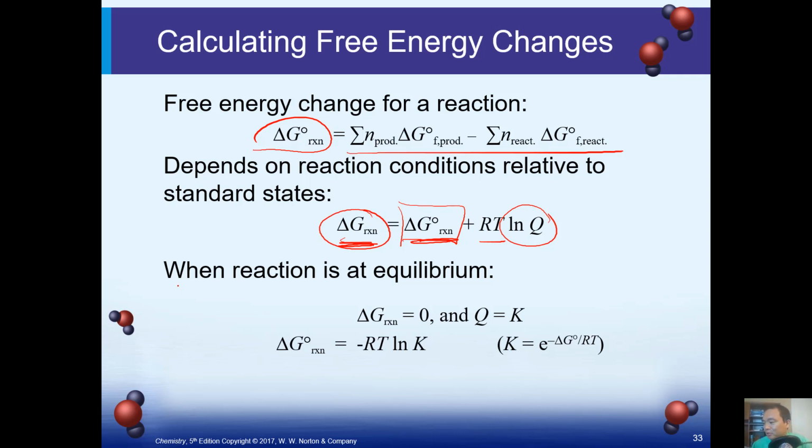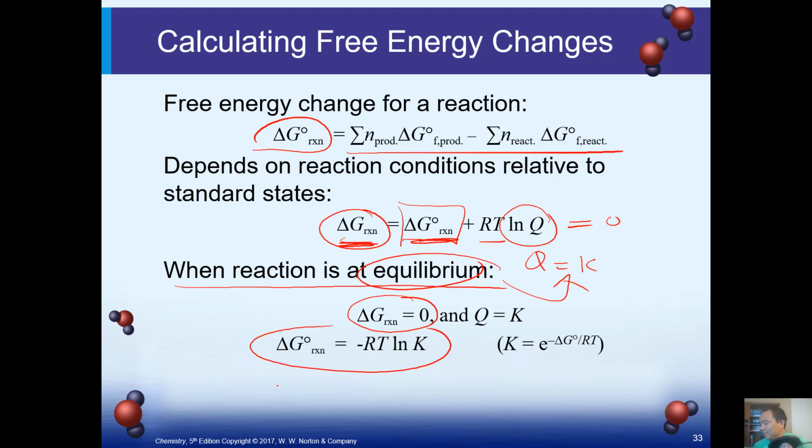Remember, if the reaction is at equilibrium, then that means the delta G at this point is 0. So if this is 0, you can actually calculate, because this Q would be the same as K at equilibrium. So you substitute this in, you will have delta G naught, okay, relationship with reaction equilibrium constant. So as you can see, when temperature changes, K does change with it.